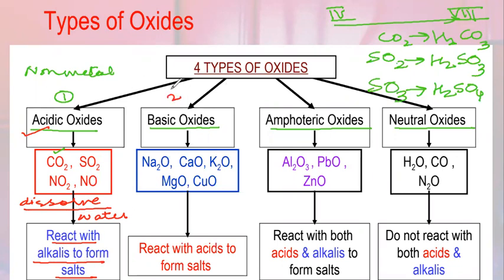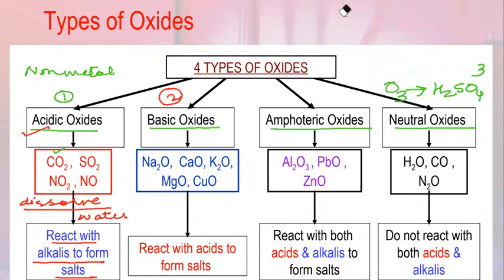Coming to the second category, the basic oxides. Basic oxides are those oxides which are metal oxides, belonging to group 1, group 2, group 3, and the transition metals as well. Calcium oxide is a group 2 oxide, sodium oxide is a group 1 oxide, and this is a transition metal oxide. So all the metal oxides will form your basic oxides.